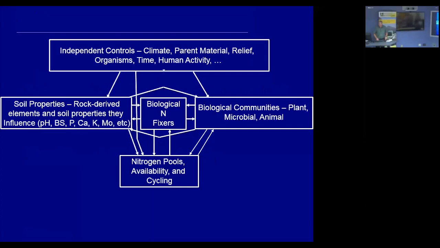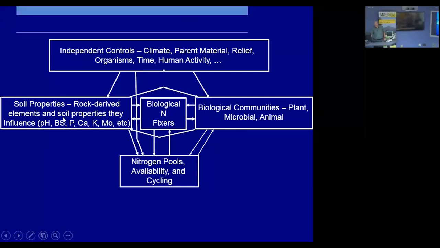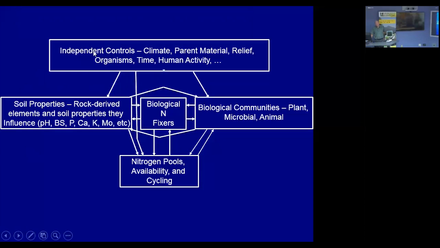This is how I think about the controls of nitrogen in ecosystems and overall controls of ecosystems. There are a set of independent controls over the structure and functioning of ecosystems that include climate, parent material, relief, organisms, and time, the factors that Hans Jenny talked about many years ago. Late in his life, he recognized human activity was also one of these important and independent controls.